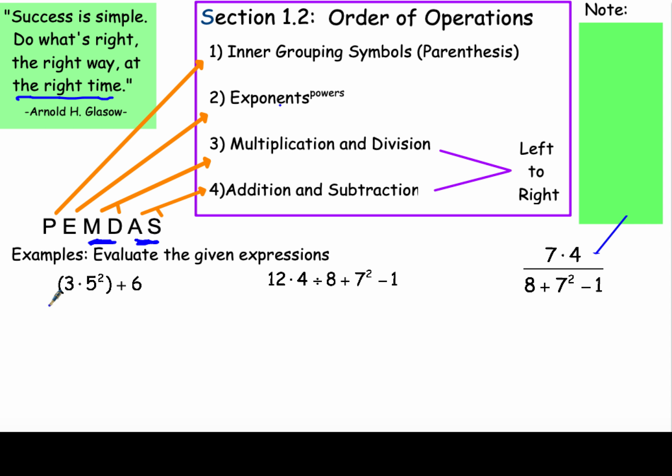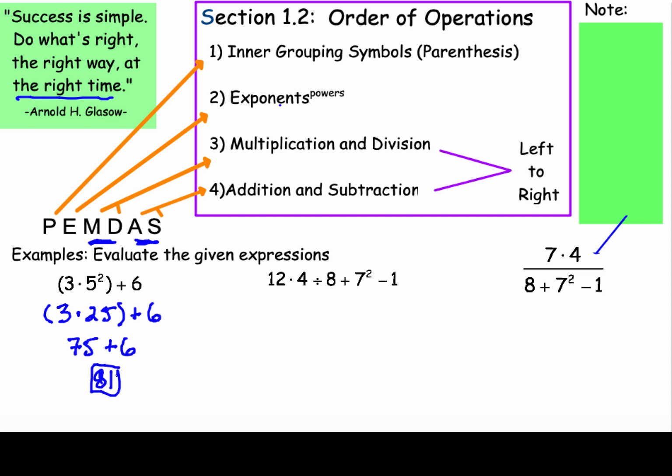So I'm going to rewrite the rest of the problem. I'm just going to do one step at a time. 3 times 5 squared would be 3 times 25, or 5 times 5, plus 6. And notice I rewrote the parentheses again because I need to remember what's inside those parentheses needs to come first. Although multiplication would have come before addition anyway. So 3 times 25 is 75. And then we're going to add on our 6 for a grand total of 81.